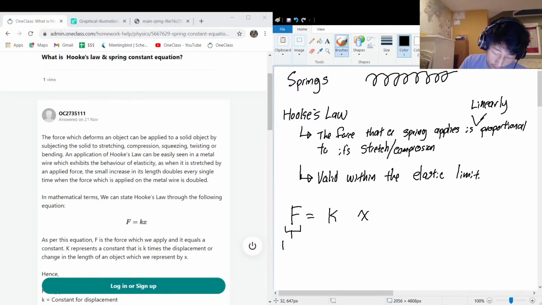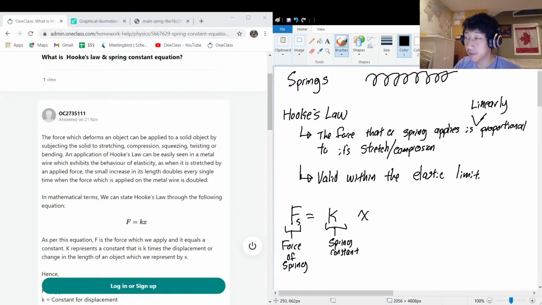F, that's the force. Let's say Fs because this is for a spring, so force of spring. K, that's the spring constant. A high k value translates to a stronger spring, and low k values translate to weaker springs. So the suspension in your car is a pretty strong spring that's going to have a higher k value than the spring in your mechanical pencil, which probably has a very low k value.